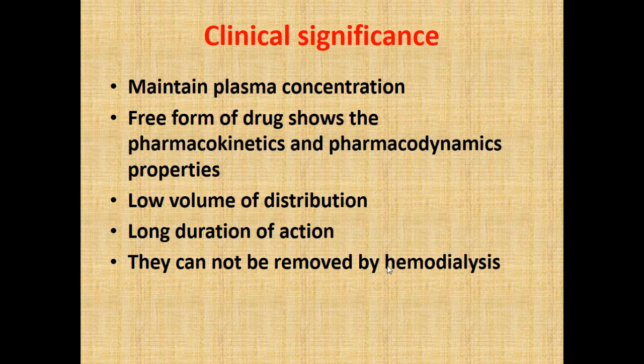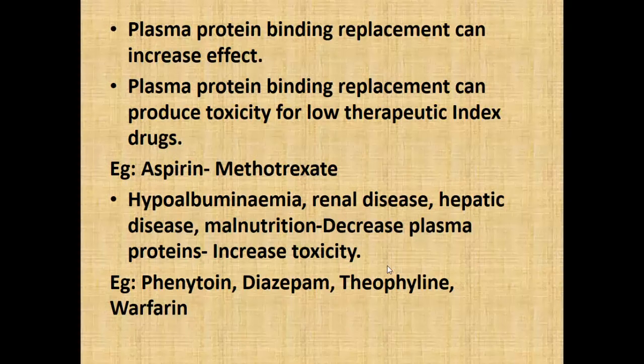Then there is a low volume of distribution, because the drug stays only in the circulation. That's why it has a low volume of distribution but a long duration of action, and it cannot be removed by hemodialysis. So if a person is poisoned with a drug with high plasma protein binding, you cannot do hemodialysis, as there won't be any use.